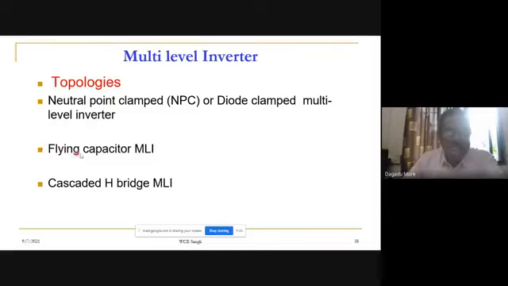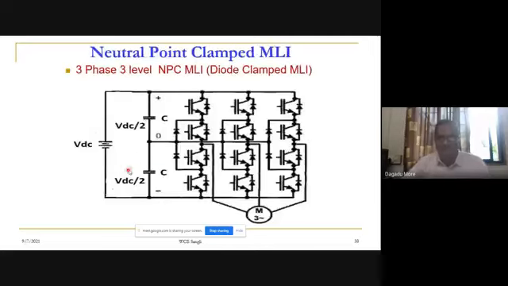Next is the flying capacitor multi-level inverter, and third is the cascaded H bridge multi-level inverter. So the classification of inverters based on circuit configurations has three types: neutral point clamped or diode clamped, flying capacitor, and cascaded H bridge multi-level inverter. Now we start with the diode clamped or neutral point clamped multi-level inverter.